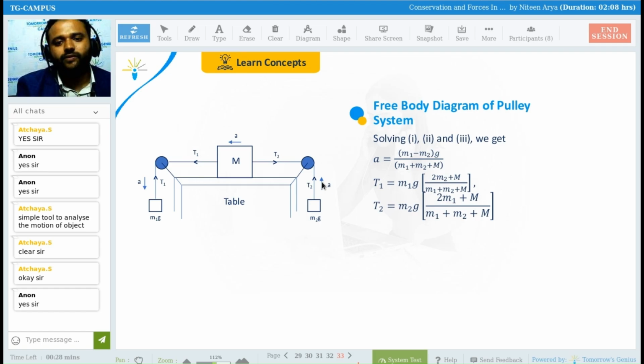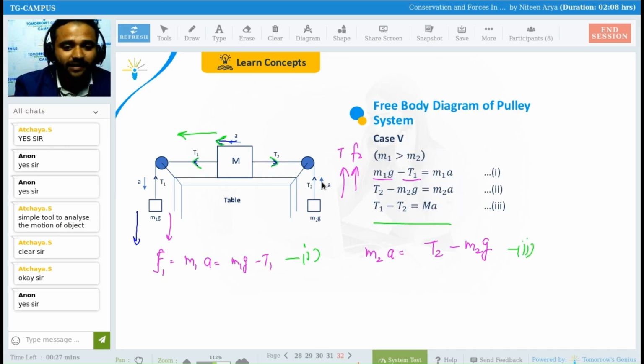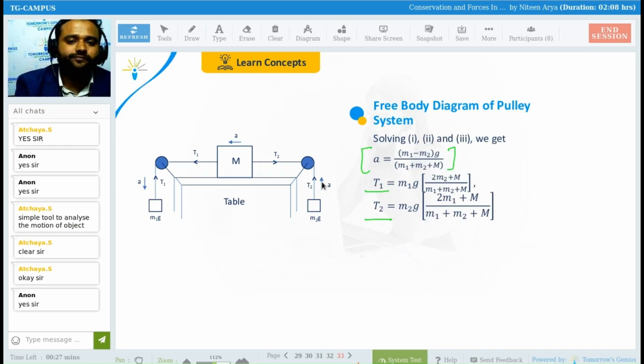Solving all three equations 1, 2 and 3, we can get A, which is (m1 minus m2) into g divided by (m1 plus m2 plus capital M), and then we can get tension T1 and tension T2. So tension T1 is m1g times (2m2 plus M) divided by (m1 plus m2 plus M), and T2 is m2g times (2m1 plus M) divided by (m1 plus m2 plus M). Okay, all these things I repeat once again, you need to check by yourself.